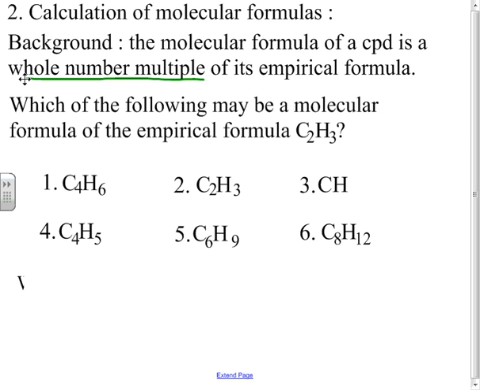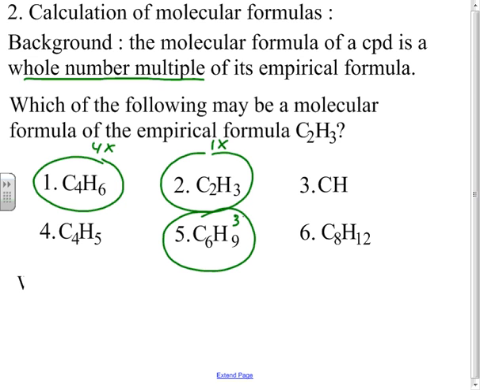And again, test your understanding of molecular formulas. I know I'm belaboring this point a little bit. Which of the following may be a molecular formula of the empirical formula C2H3? The answer is number 1, because it is 4 times greater. Number 2, because it is 1 times. It's a whole number multiple. Number 5, because it is 3 times. And number 6, because it is 4 times.